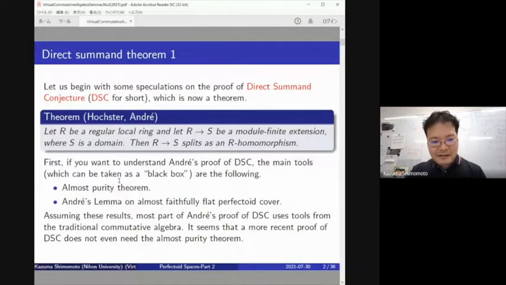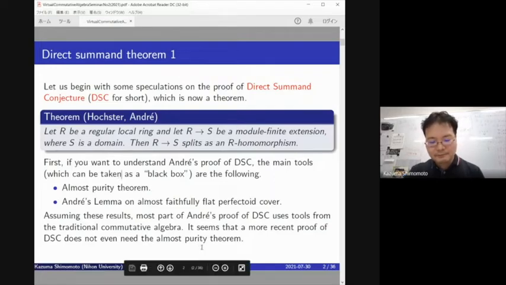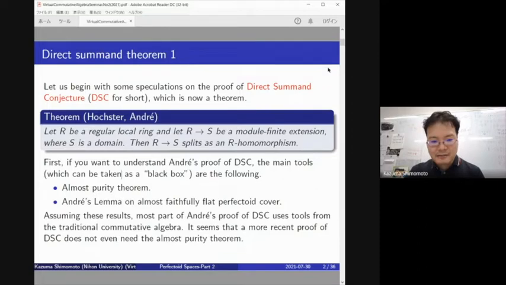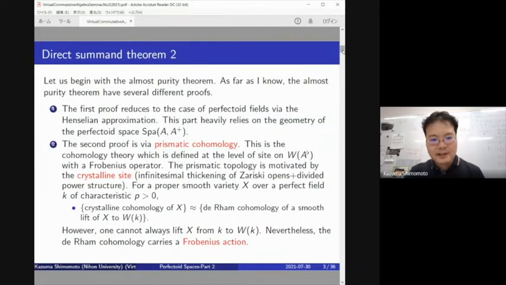My understanding is that, assuming these results, most of Andre's proof of the direct summand conjecture uses tools from traditional commutative algebra. Also, as far as I know, more recent proofs of the direct summand conjecture are getting shorter, and namely don't even need the almost purity theorem. But I don't think this was written in a paper. I hope to see this written in some paper or book. Okay, so this is the direct summand theorem, just rough information.